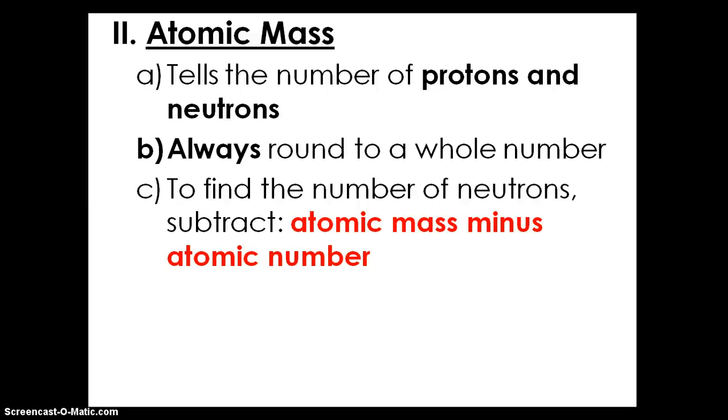The atomic mass tells the number of protons and neutrons put together. You always round to a whole number when we talk about this. And to calculate C, the number of neutrons, you subtract the atomic mass minus the atomic number.